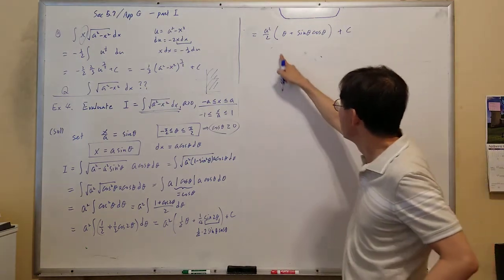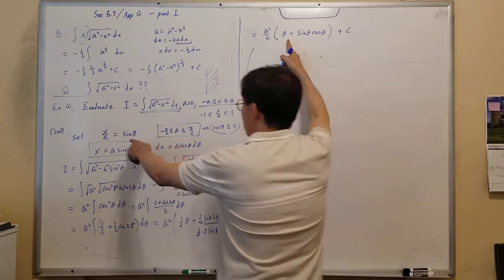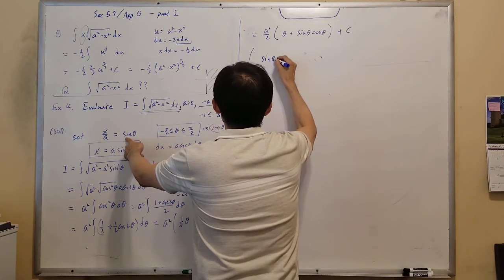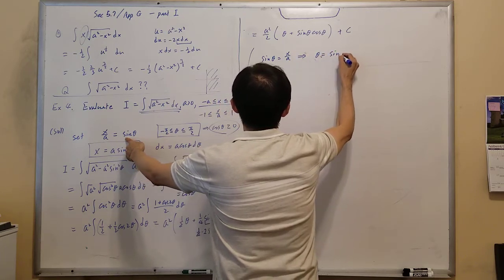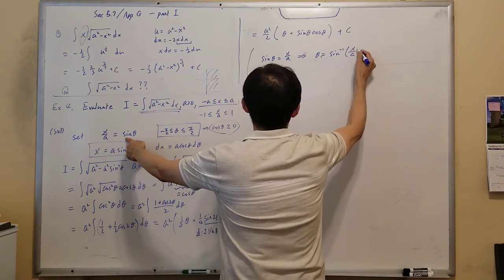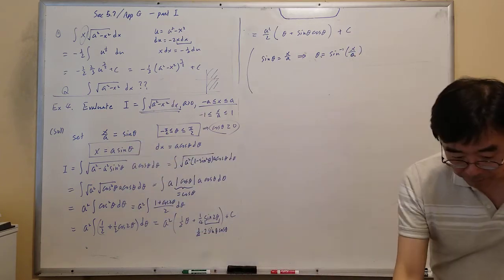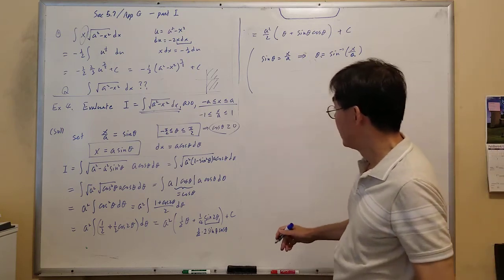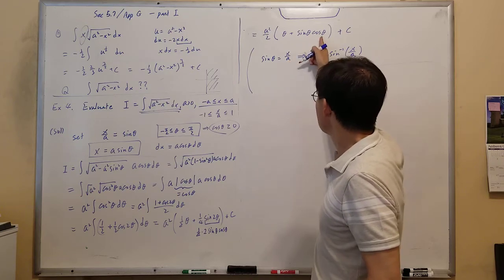Now, how? Think about this. Theta can be easily written in terms of x because sine theta equals x over a means that theta equals sine inverse function of x over a. Right? And also sine theta is x over a. What about cosine theta?